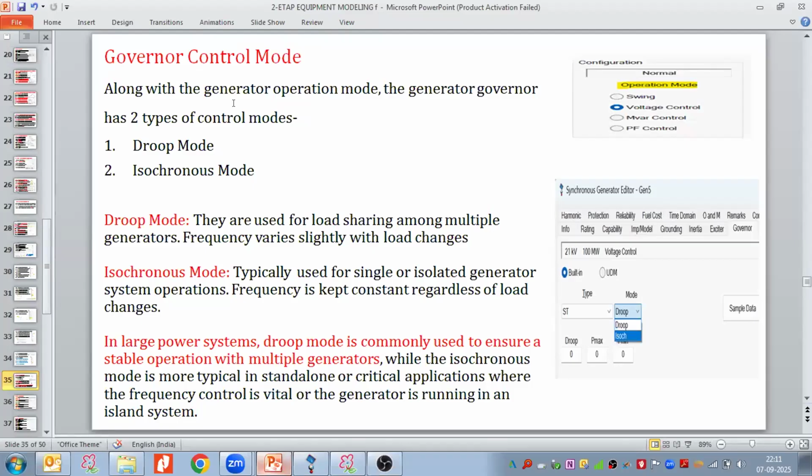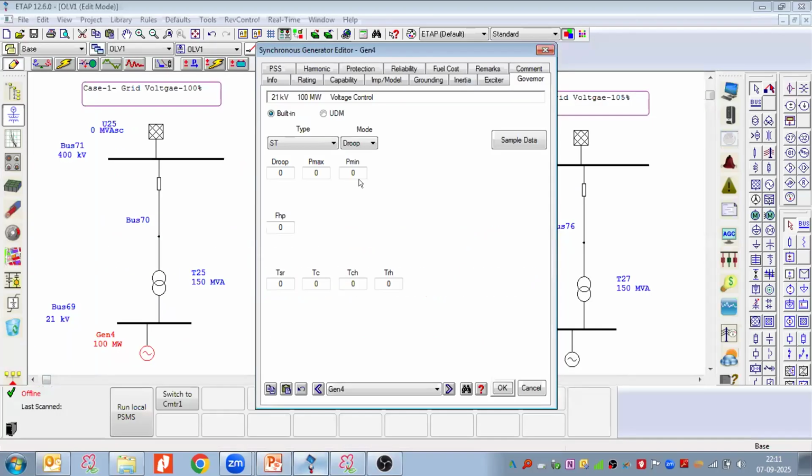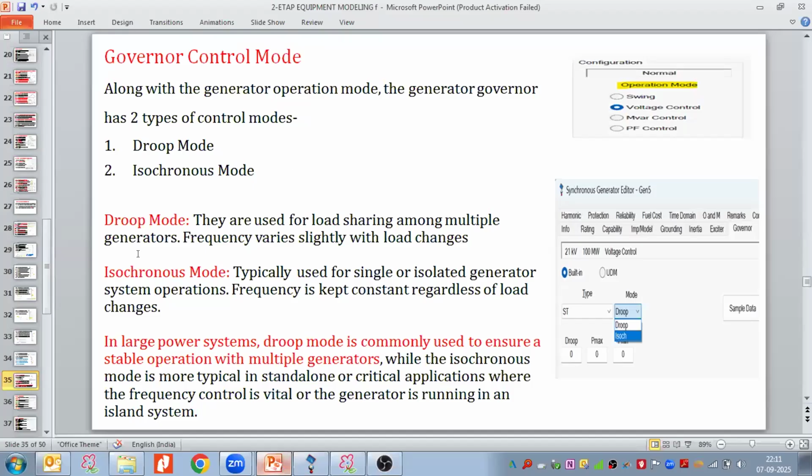One is the droop mode and second is the isosynchronous mode, as we can see over here. Governor control mode, droop mode, they are used for load sharing among multiple generators. Frequency varies slightly with load changes, and so when we have multiple generators, and among that we need to share the load, then we take the governor in the droop mode.